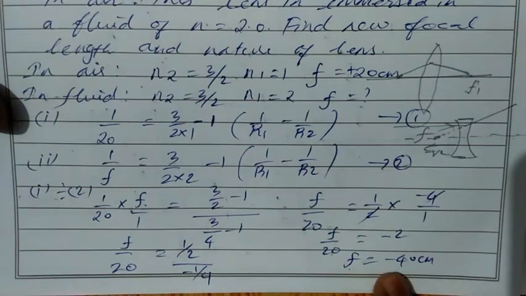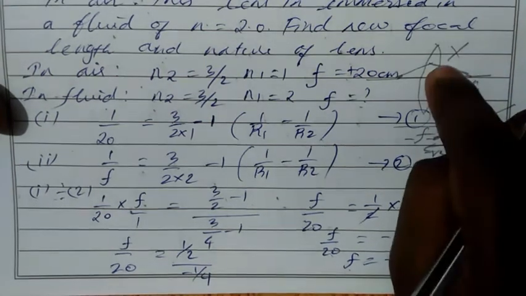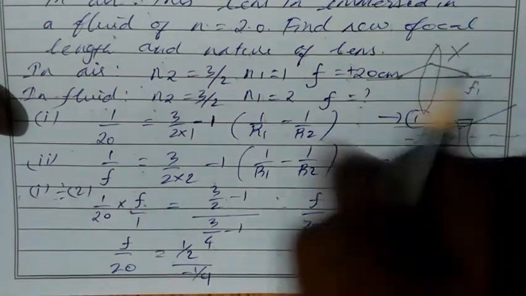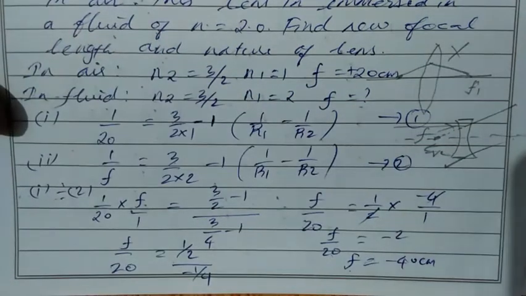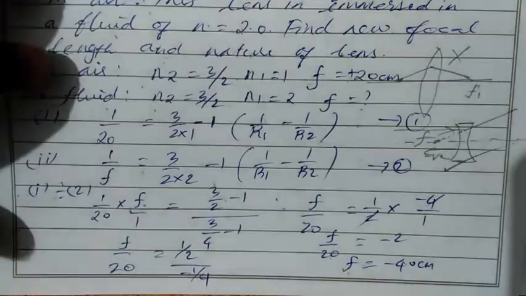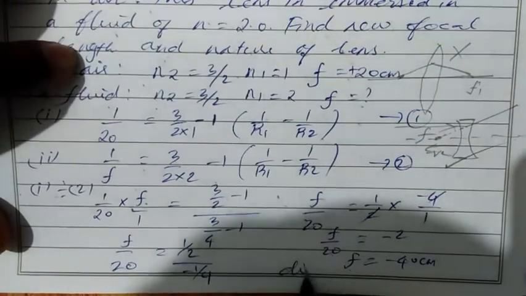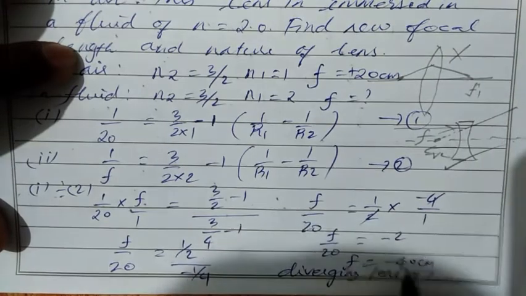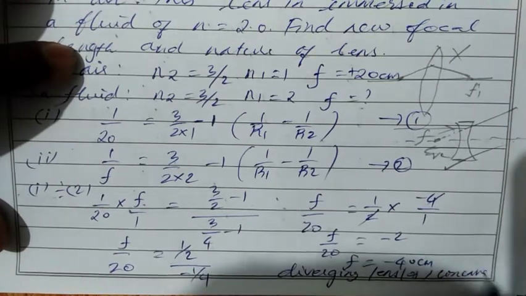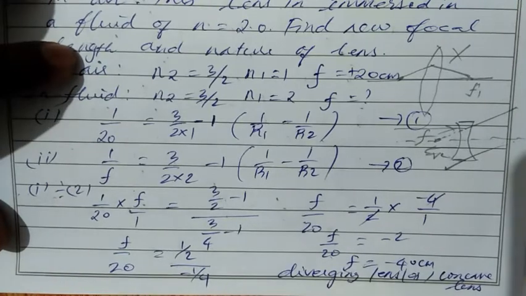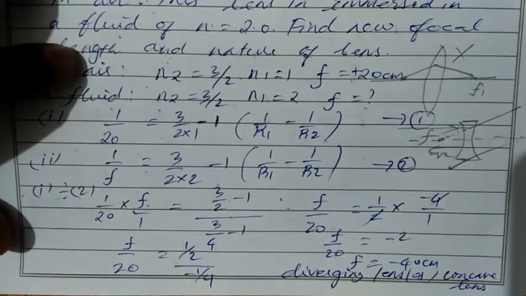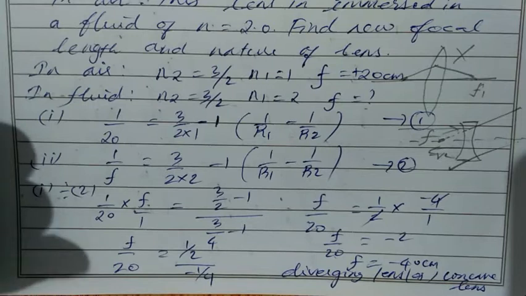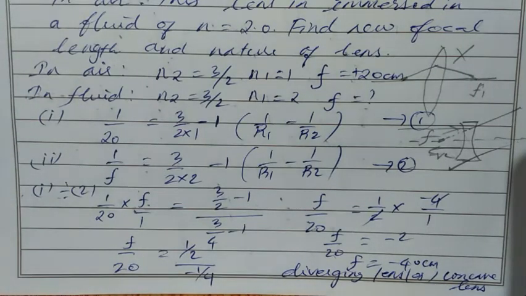So here we have f equal to negative value, which means this lens is not convex lens. When we put it inside the fluid, our lens is now concave lens. Then only we have negative value. Okay, so the nature of lens is diverging lens or concave lens. So simple, if it is positive focal length, then converging lens or convex lens, negative focal length, diverging lens or concave lens.